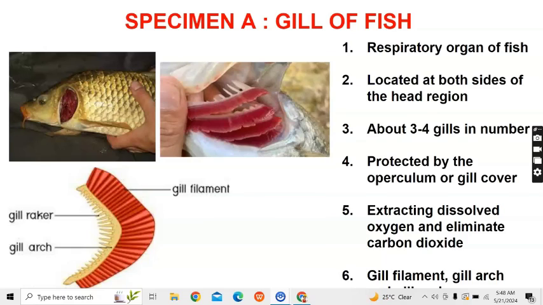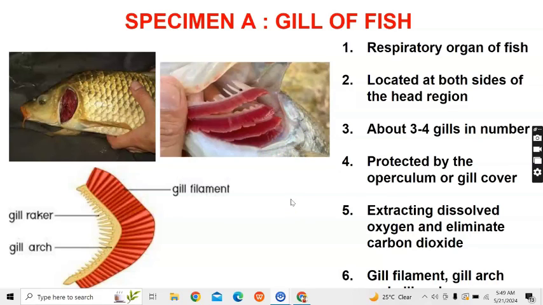Okay, our first specimen, which is specimen A, is the gill of a fish. If you're asked to describe the gill of a fish, the first thing you should know is that the gill is the respiratory organ of the fish, okay? Then it is located at both sides of the head region of the fish. You can see it, head is the head region, alright? And also, the gills are about 3 to 4 in number. Look at here, you have it, 1, 2, 3, 4. Alright, they are usually 3 to 4 in number, and then the gill is protected by the structure we call operculum, or the gill cover.